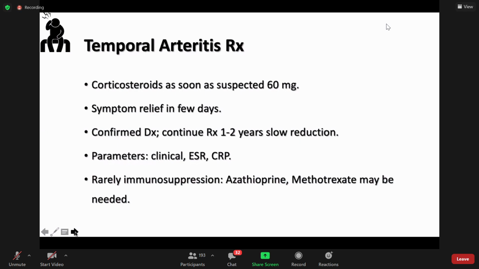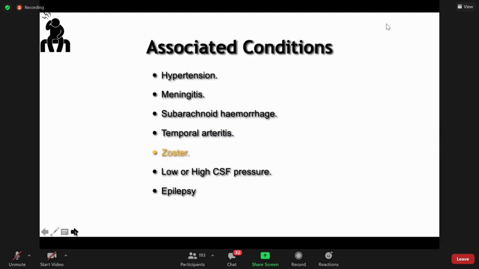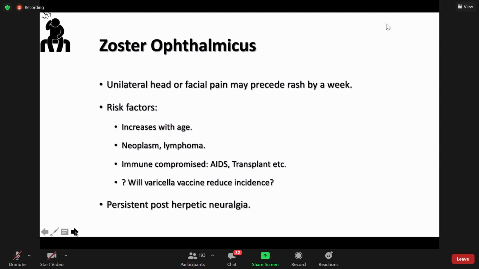Rarely we require immune suppression. We may use azathioprine to reduce the need for corticosteroids. We go to the zoster, and zoster is caused by the varicella virus. It's one of the herpes viruses, and the patient may present before the rash with a unilateral headache, particularly around the forehead, around the ophthalmic branch.